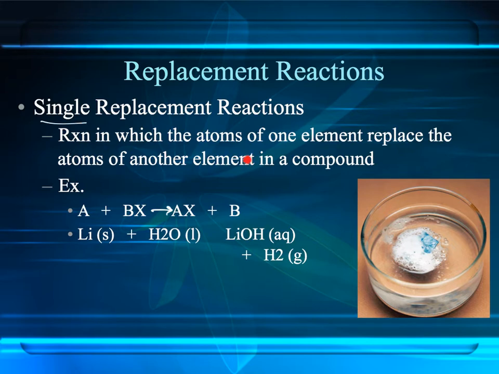This is a reaction in which the atoms of one element replace the atoms of another element in a compound. So this is like if you have element A plus compound BX becomes compound AX plus element B. So they've kind of switched places there. A and B have switched places.